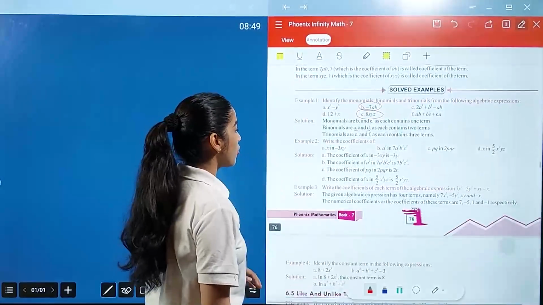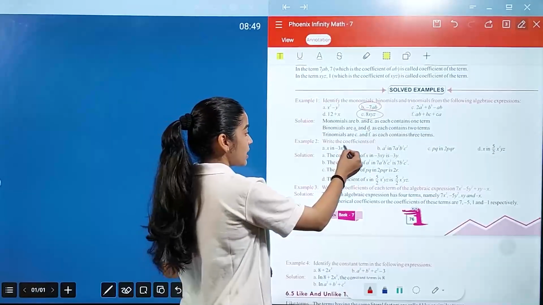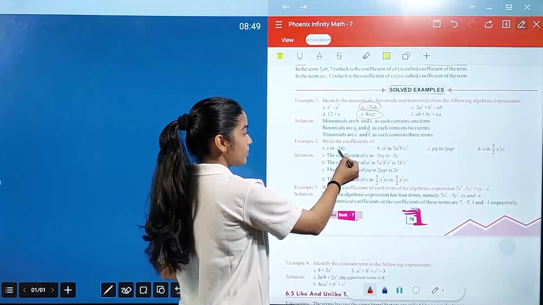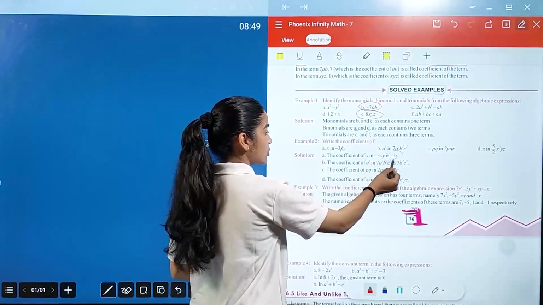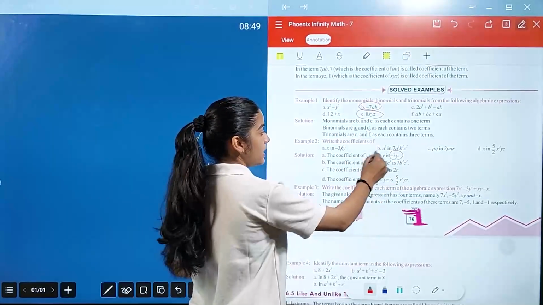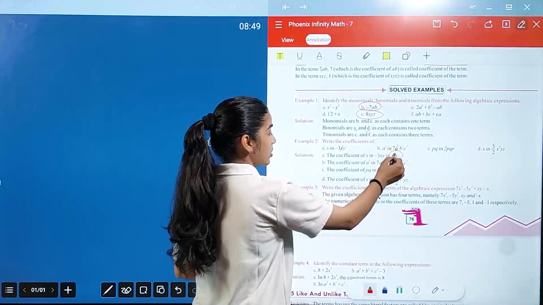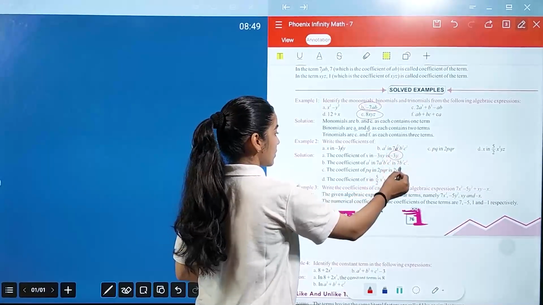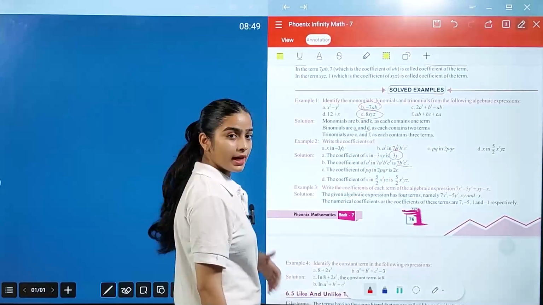Write the coefficient of x in the given term. You just have to cancel out x and you are left with minus 3 and y. So your coefficient is minus 3y. For a square, you have to cancel out a square and you are left with 7b square c square. In the same way you have to write and understand it.